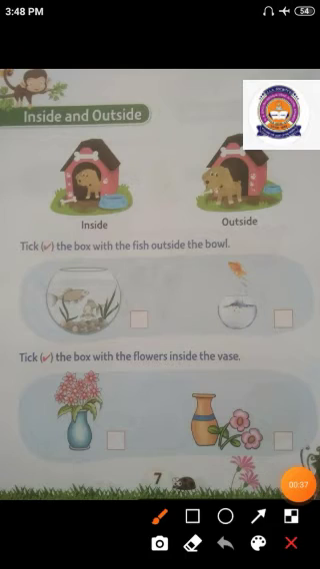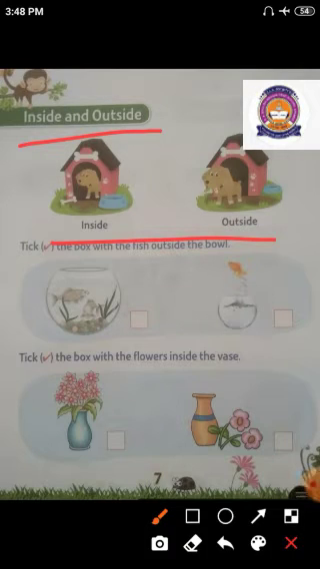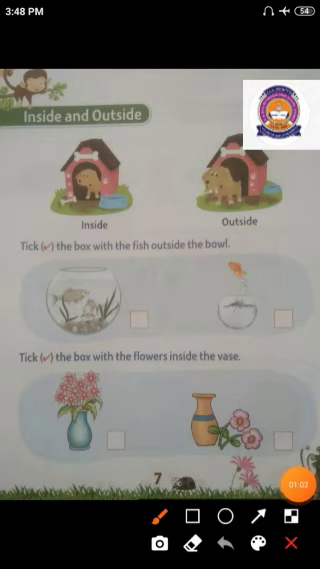See children, inside and outside. Look at the two pictures. What is the difference? Can you tell me, children? In the first picture, the dog is inside the house. In the second picture, the dog is outside the house. Is it right? Yes. Inside means ಒಳಗೆ, outside means ಹೊರಗೆ.